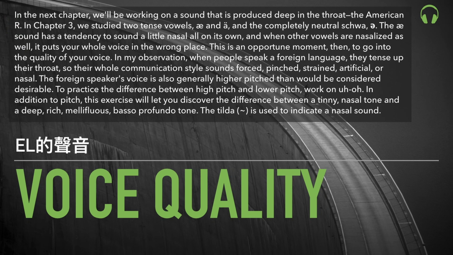Voice quality. In the next chapter, we'll be working on a sound that's produced deep in the throat, the American R. In Chapter 3, we studied two tense vowels, a and ah, and the completely neutral schwa. The ah sound has a tendency to sound a little nasal all on its own, and when other vowels are nasalized as well, it puts your whole voice in the wrong place. This is an opportune moment, then, to go into the quality of your voice.